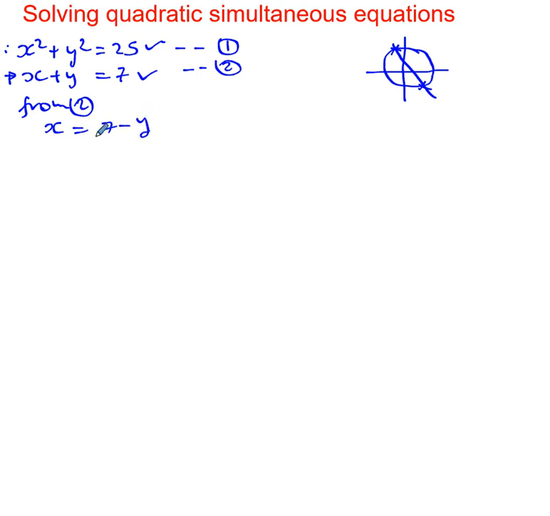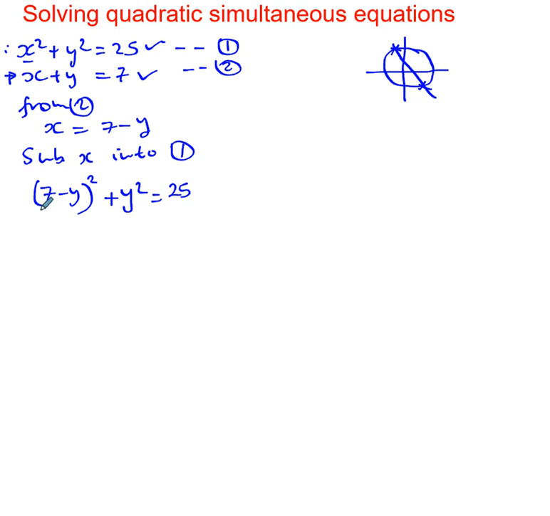Now I can use this and sub into, so sub x, sub meaning substitute, into 1. So instead of x, this time I'm going to write 7 minus y, which is this one here. x is that, but it's squared, so I need to square that one. Plus y squared equals 25.